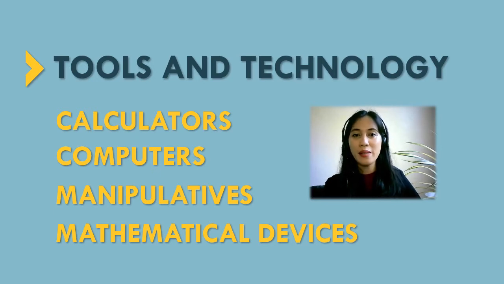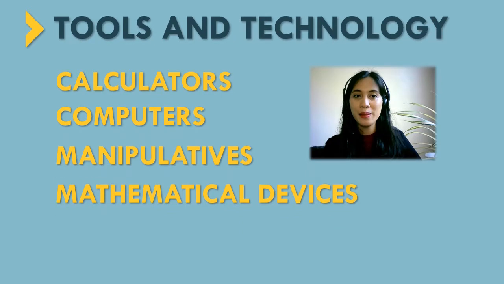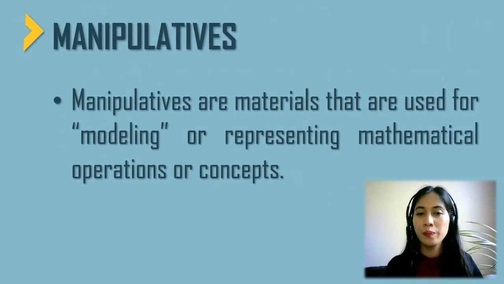manipulatives as well as mathematical devices. So let us discuss first what are manipulatives. When you say manipulatives, these are materials that are used for modeling or representing mathematical operations or concepts. The number models or multiplication models are concrete models of abstract concepts and operations.